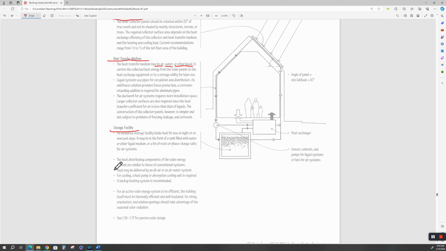The heat distributing components of the solar energy system are similar to those of conventional systems. Got to have some way to move the air. Got to have a heat exchanger. And all a heat exchanger is like a radiator, to put it simply. And then you blow the air through the radiator and then up into the space. And then here's your return, and here's your supply. Then there needs to be a bypass, and there's instrumentation that goes in here. And there's nothing passive about this. You need electricity to drive all of this.